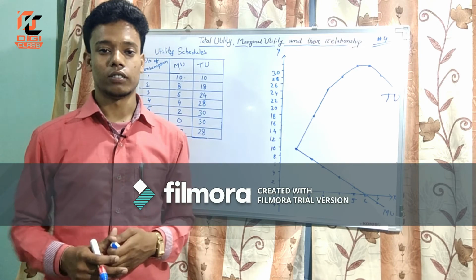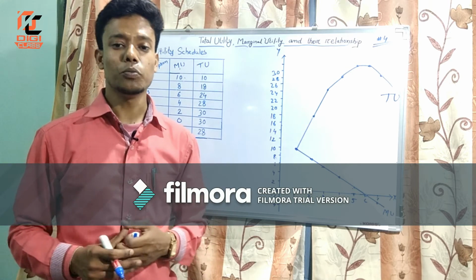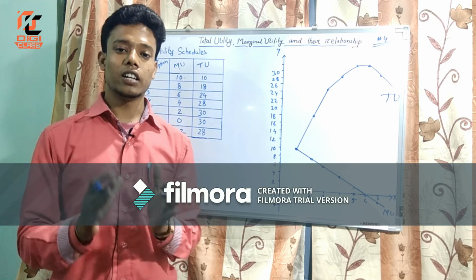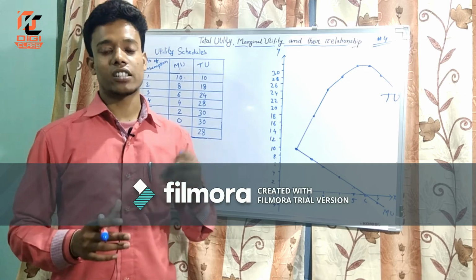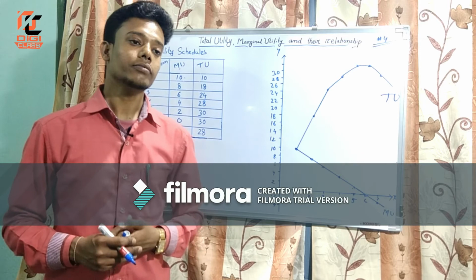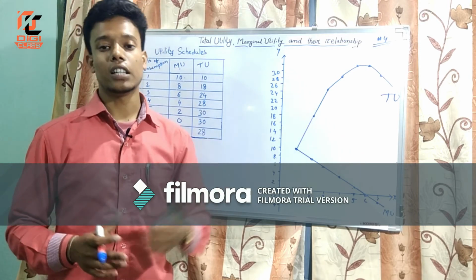Utility means satisfaction. So utility refers to the psychological satisfaction when a consumer consumes a commodity. Utility can be of two types, that is marginal utility and total utility. Marginal utility refers to the extra satisfaction when a consumer consumes an extra commodity. And total utility means the summation of all the marginal utilities.